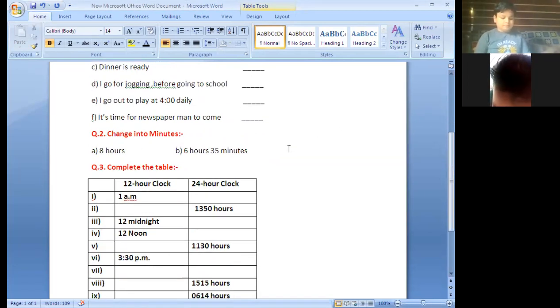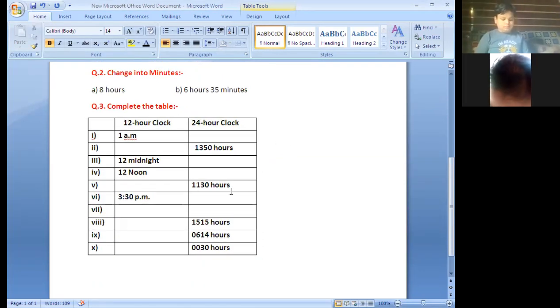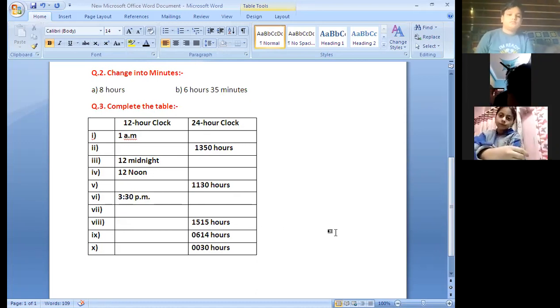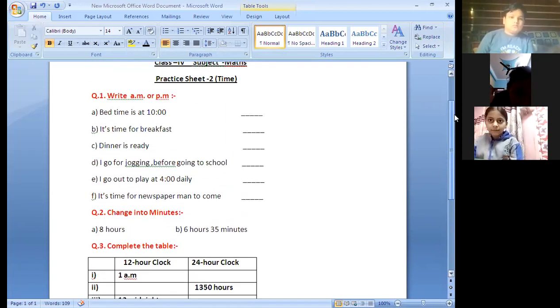And in the last question, you have to complete this table. Where the 12-hour clock time is already given, you have to convert it into 24-hour clock, and where 24-hour clock is given, you have to convert it into 12-hour clock. Okay, I think your revision sheet is very easy. So let's continue with the first question.